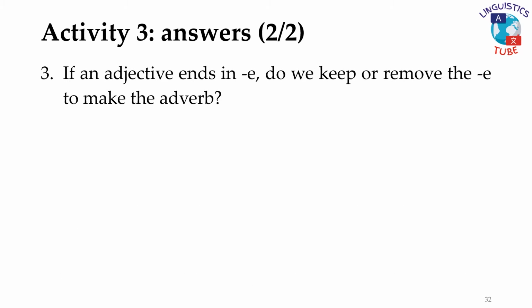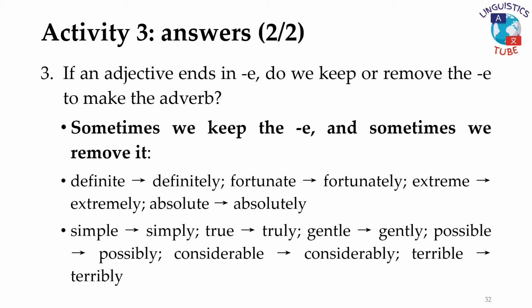For the third question, if an adjective ends in E, do we keep or remove the E to make the adverb? The answer is that sometimes we keep the E, and sometimes we remove it. Some examples of keeping it include definite, definitely, fortunate, fortunately, extreme, extremely, absolute, absolutely. And some examples of removing it include simple, simply, true, truly, gentle, gently, possible, possibly, considerable, considerably, terrible, terribly.